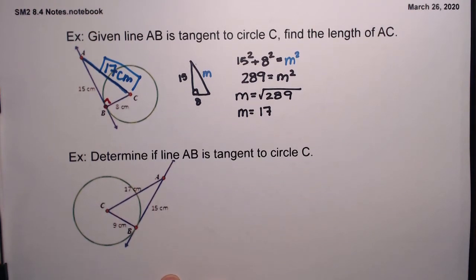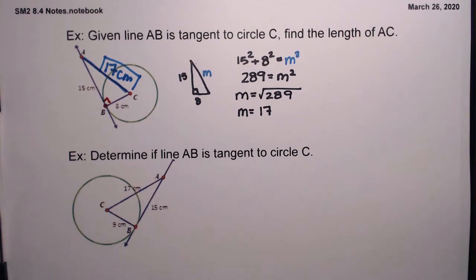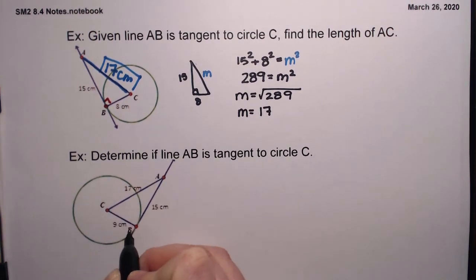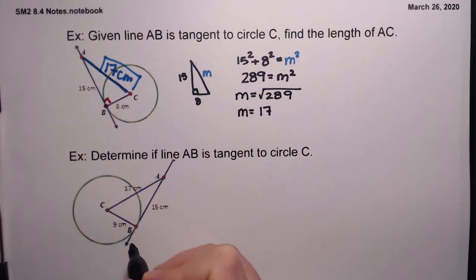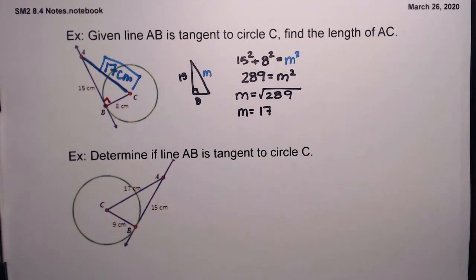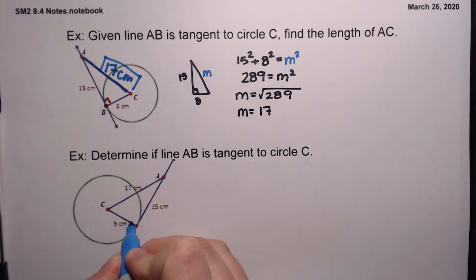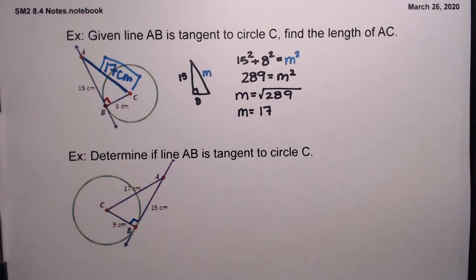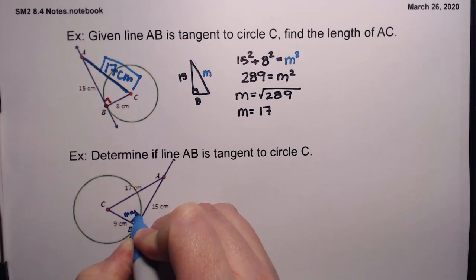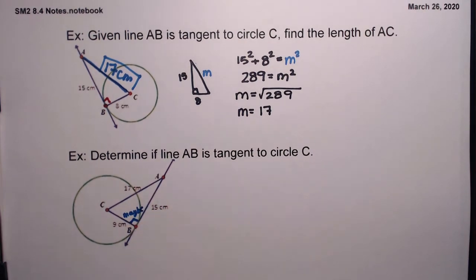Then we're going to determine if line AB is tangent to the circle. So on this one, it's giving me these side lengths. I have a 9, a 15, and a 17. If this line is tangent, I don't know that it's tangent. If it's tangent, this angle is going to be a 90-degree angle. So it might be a 90-degree angle, it might not. Now, to show that it is a 90-degree angle, the Pythagorean theorem is going to have to be true.